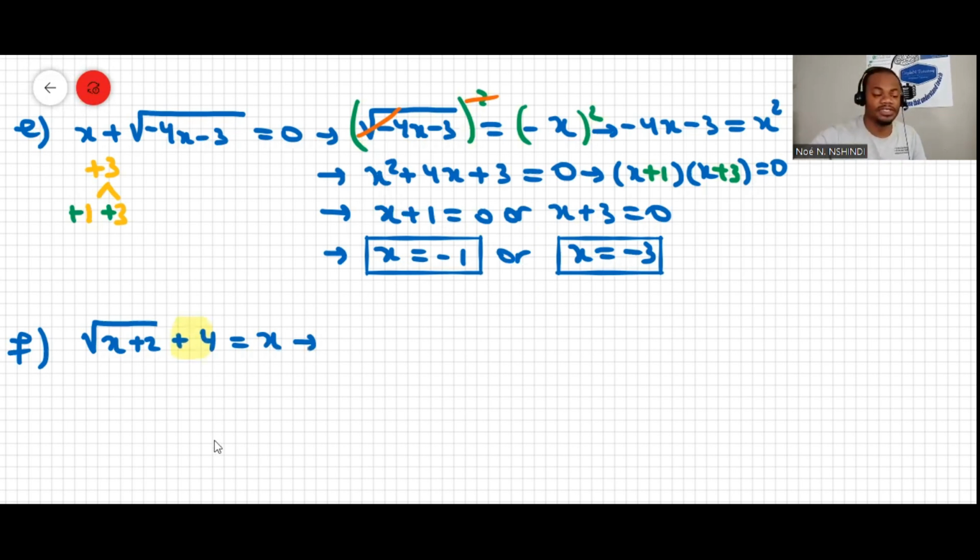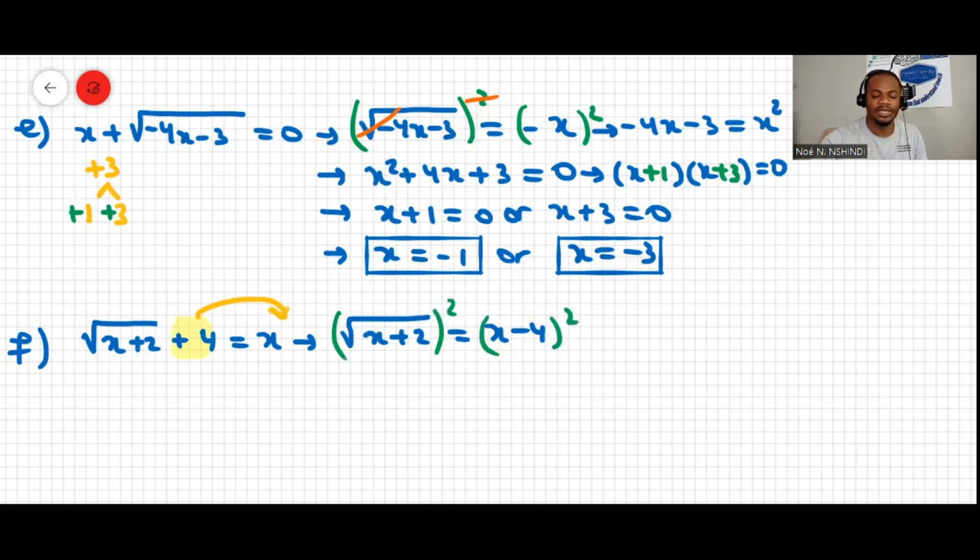We cannot move the other one. If we move that over, the calculation will become very long and complicated. So now we move this positive 4 over the constant, and then that will be square root of x plus 2 equal to x minus 4. Then over here, we can say x minus 4 is negative because we don't know the value of x. So we will raise both sides to the power of 2.